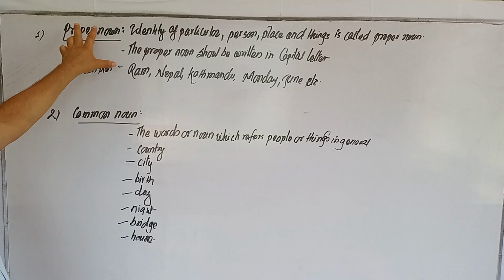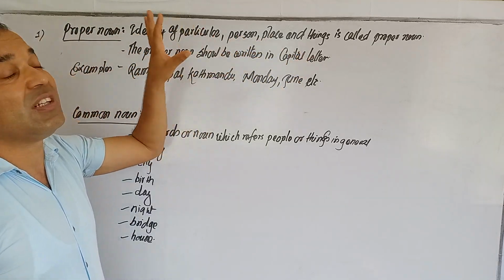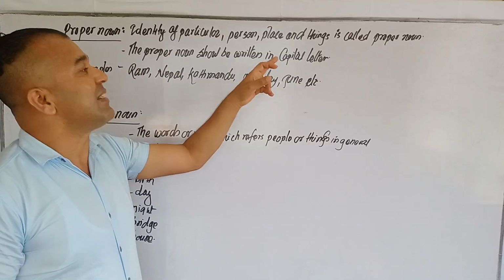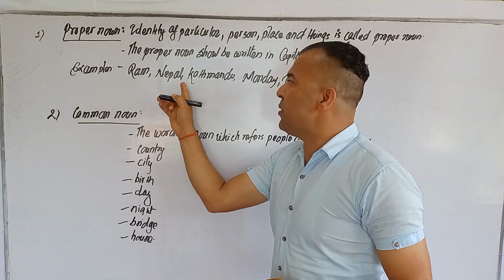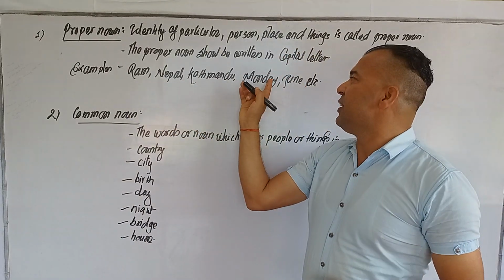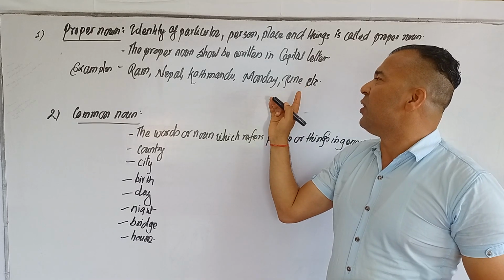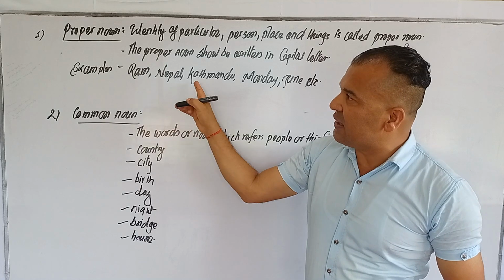Yes, these are the proper noun. Identity of particular person, place or things is called proper noun. The proper noun should be written in capital letter. Ram, Nepal, Kathmandu. Ram is a person, Nepal country, Kathmandu city, Monday date, June also date. Yes, it is in common and it is in proper.